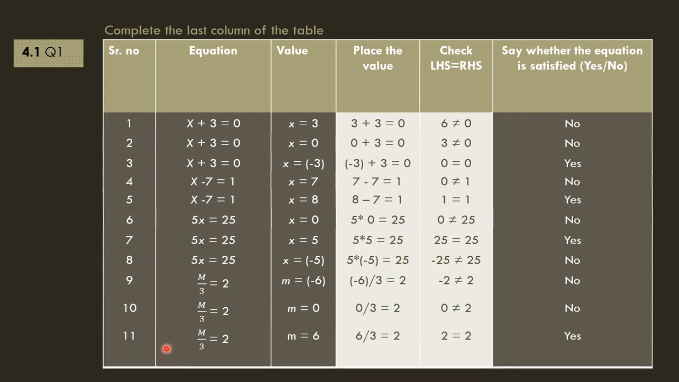Now last equation is M upon 3 is equal to 2 and the value of M is equal to 6. I'm going to write this 6 into the left hand side of the equation. So LHS will become 6 upon 3. 6 upon 3 is simple division, that is 2. So LHS is 2 and RHS is also 2. It means equation is satisfied with the given value of M. That's why I'm going to write yes into the last column. In such a way you can place the value of X into the given equation to find out whether the equation is satisfied, yes or no.